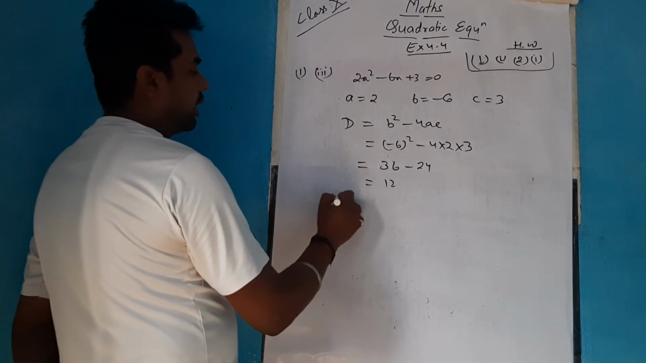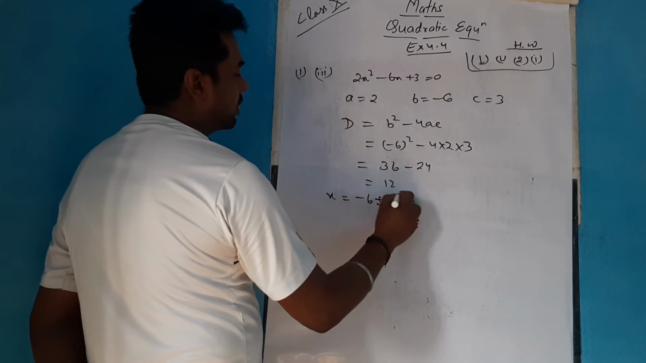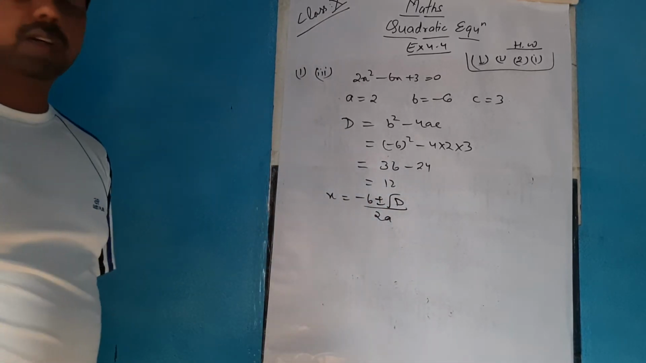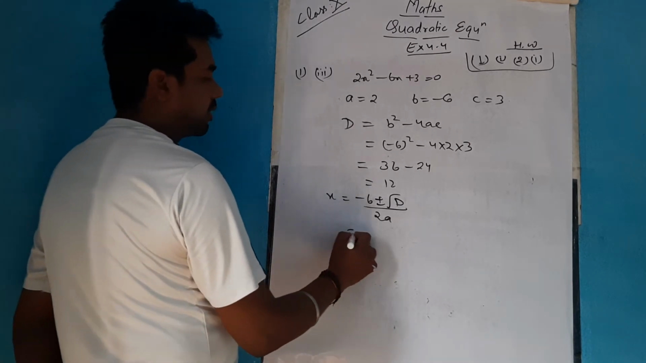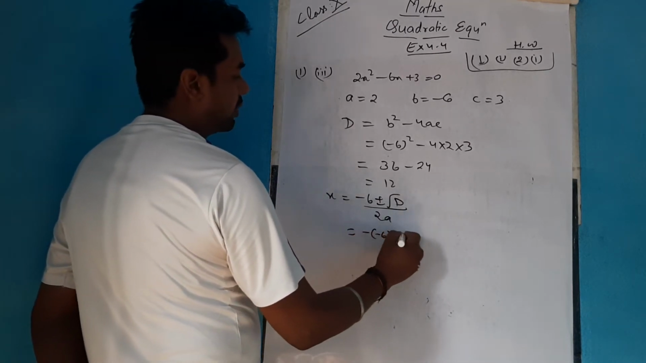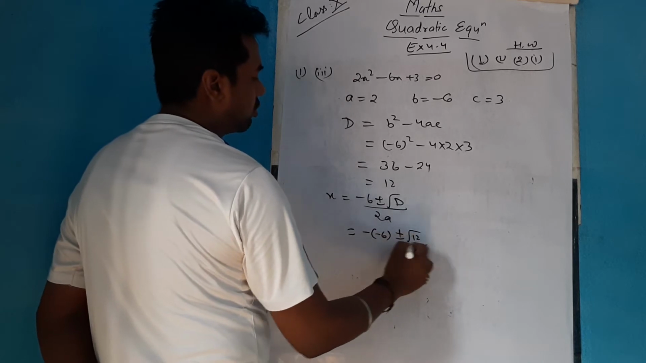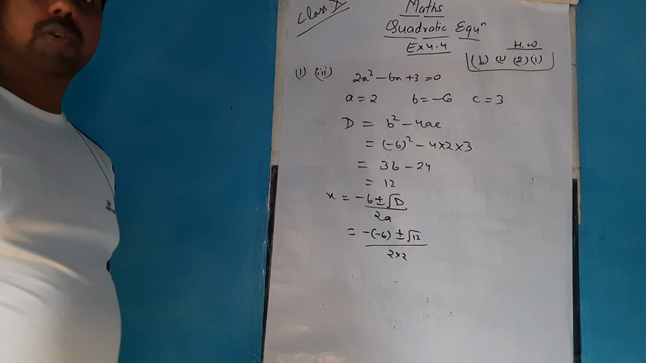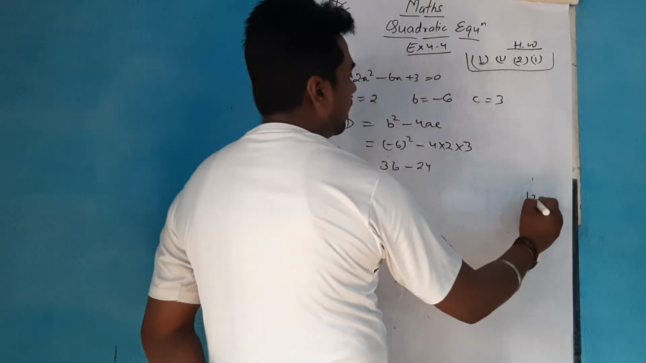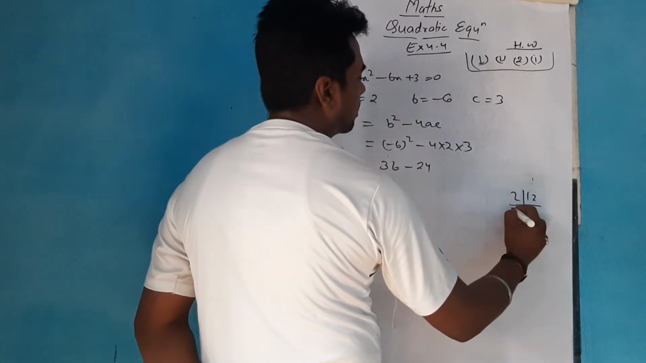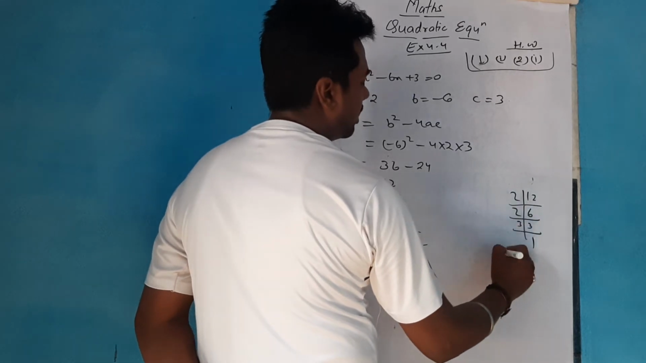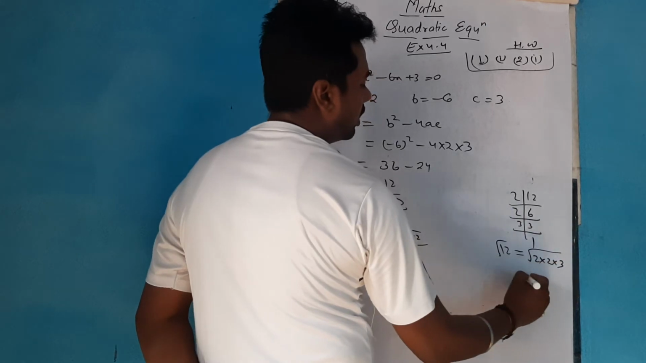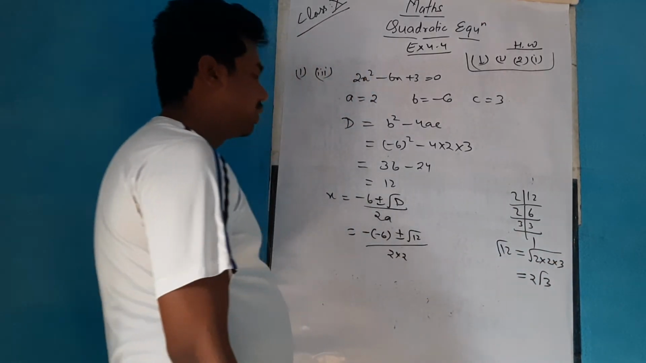Now we'll get the value of x, as it is minus b plus minus under root d by 2a, where d is the discriminant b square minus 4ac. We'll put in the values: minus of minus 6 plus minus root 12 by 2a, 2 into 2. Root 12, when you factorize, can be written as root 2 into 2 into 3. That could also be written as 2 root 3.